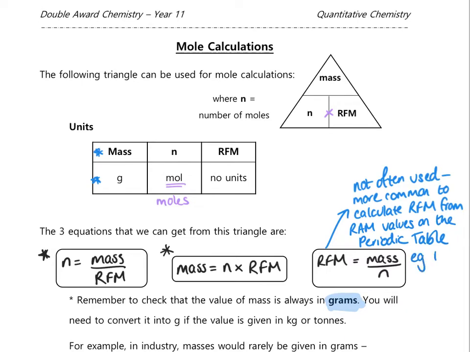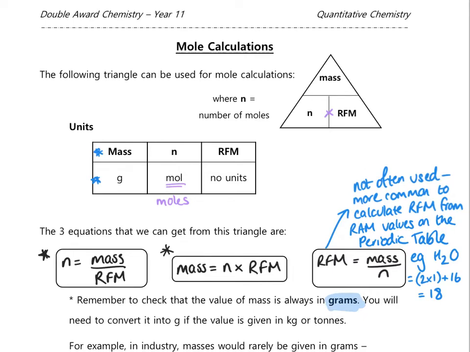So for example, if you're asked to calculate the RFM of water, you'll be taking 2 times your mass of hydrogen, which is 1, plus your mass of oxygen, which is 16, and that gives us 18. So more commonly we'll use those relative atomic mass values rather than this equation.